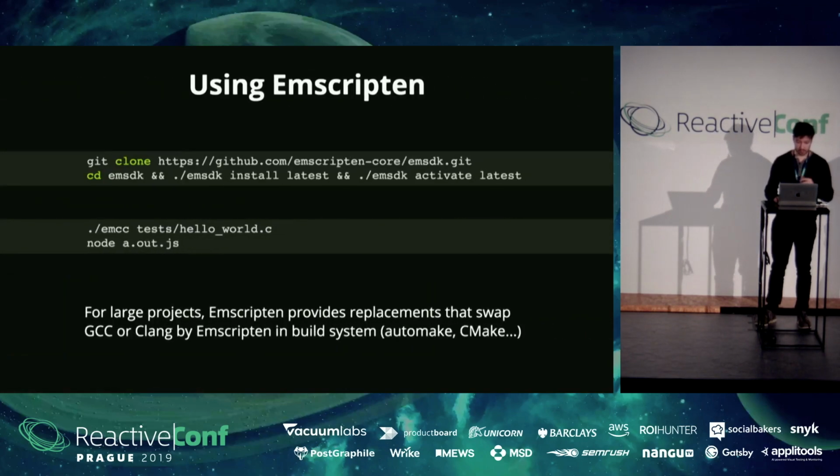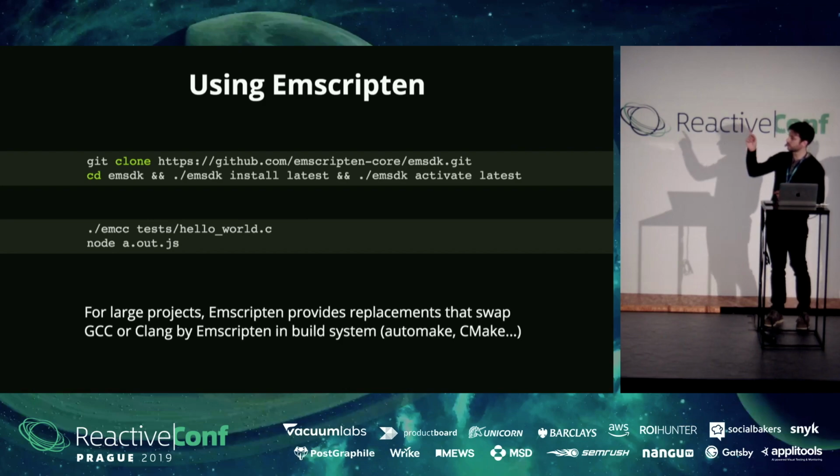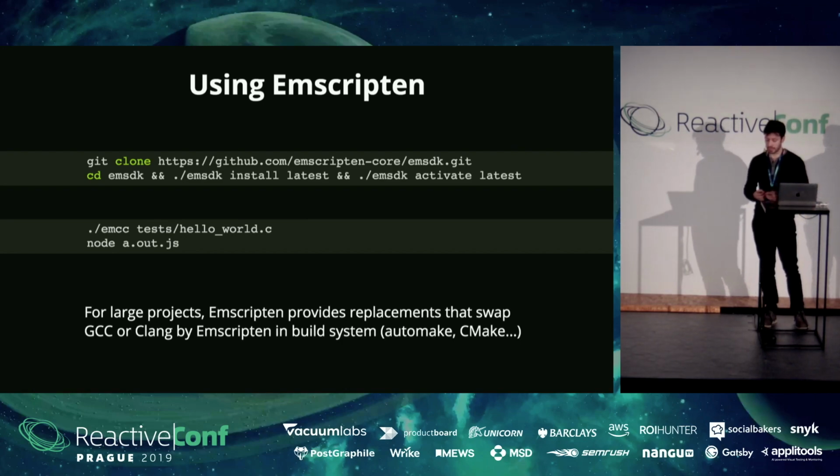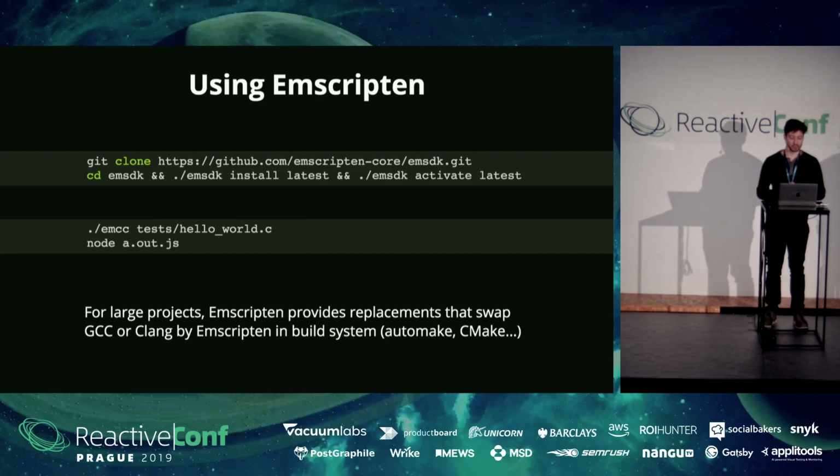First, Emscripten. If you want to try it, it's not that complicated. You clone the SDK with these commands that I won't detail, and then you get a compiler called emcc that you can run on a C or C++ file, and you get as output a JS file that runs a WebAssembly file. For larger projects, Emscripten provides a replacement for your compiler so that you can swap your project build, and instead of getting a binary, you get a WebAssembly module. In my case, I'm using CMake, but it depends on what code base you're trying to port to the web.